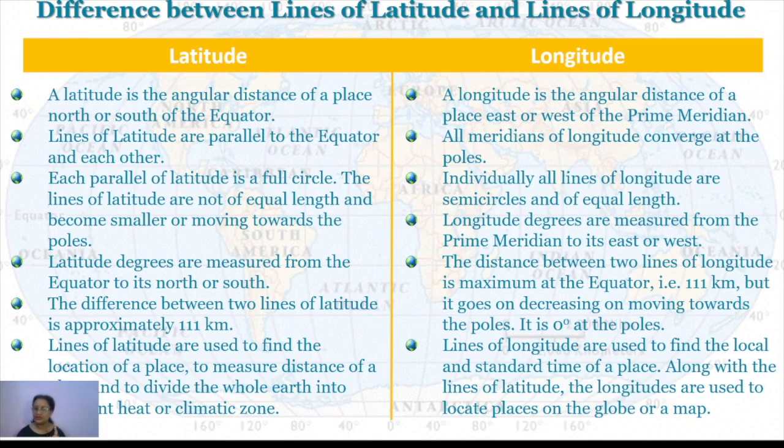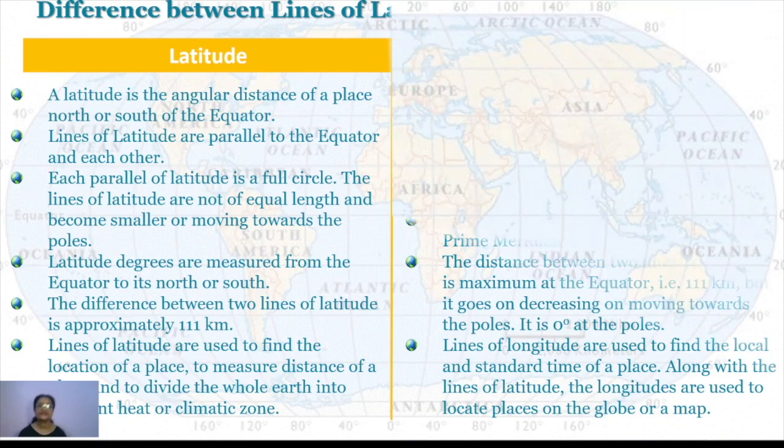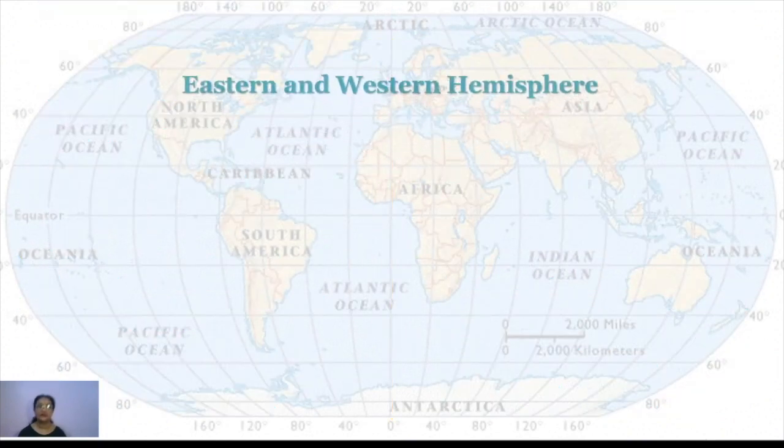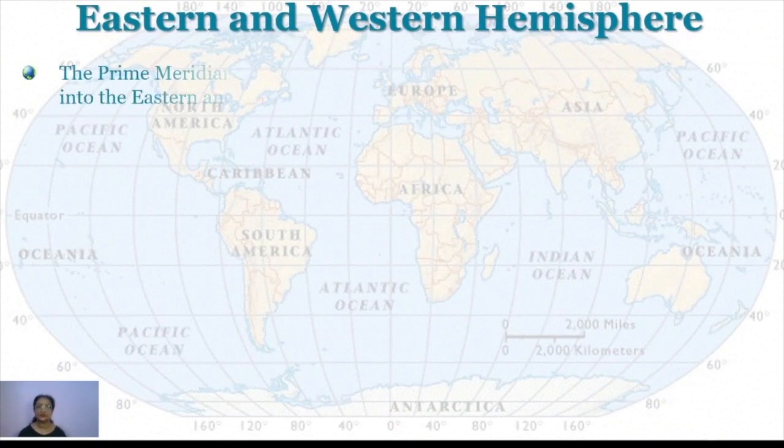Number two is that they are used to find out the local and standard time of a place. And besides that, with the help of longitudes, we can find out the time and the date of different places. What is the variation of time between two places on earth? All these are calculated with the help of longitude only. So these are the basic differences between the lines of latitude and the longitudes.